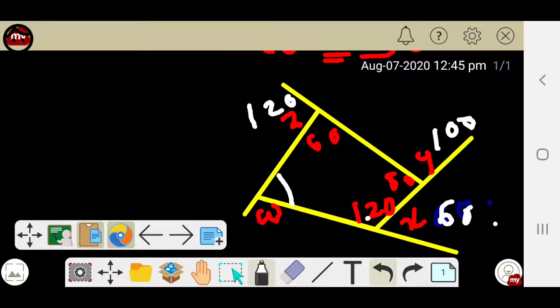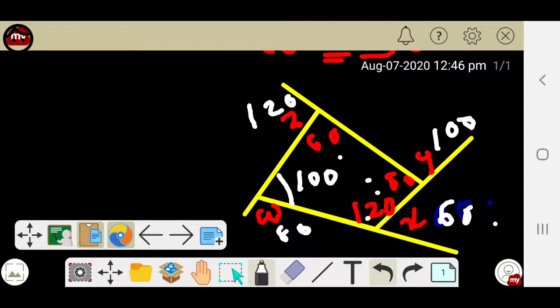Here you know that it is a quadrilateral, so this quadrilateral total sum is 360. So 60 plus 80, 140. 140 plus 120, 260. So here it will be 100. 100 plus 60, 160. 160 plus 80, 240. 240 plus 120, 360. Here 100 means w will be 80.